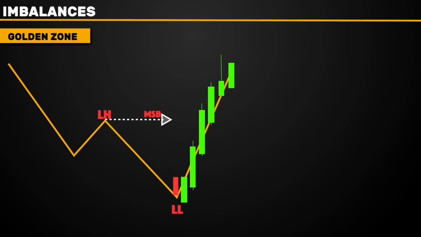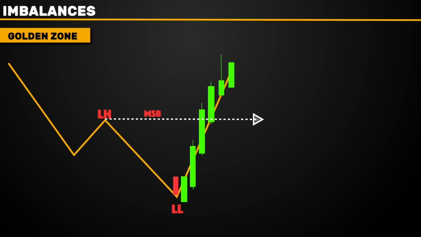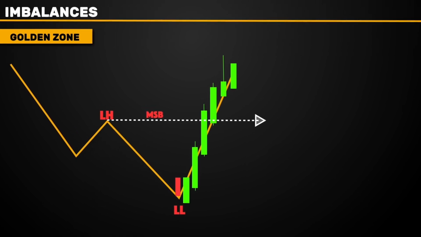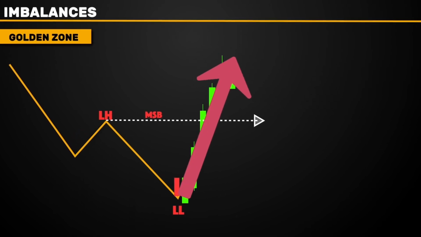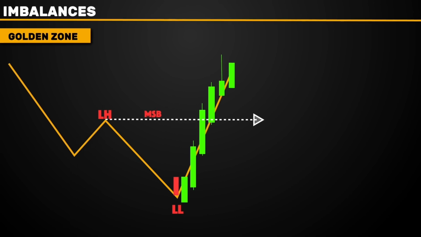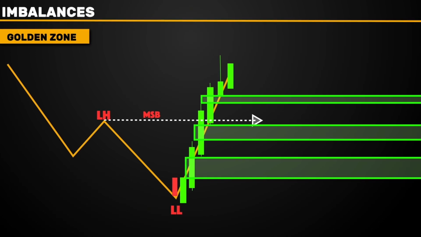Firstly, you have to identify a strong market structure break. For example, here, after a nice downtrend, the price fails to make a lower low. Instead, it breaks the lower high to the upside, creating a market structure break with huge pumping candlesticks. These candlesticks that are responsible for this market structure break should have fair value gaps in them. In this instance, we actually have more than one.